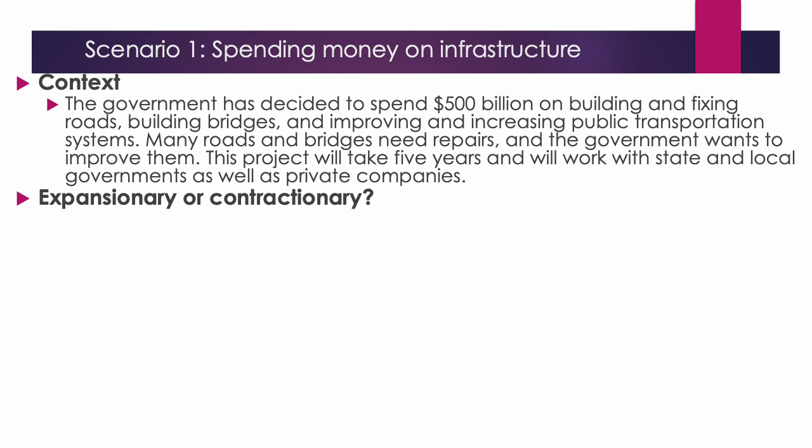Well, it looks like this is helping the economy grow. The government is spending a lot of money, and we call that expansionary fiscal policy. So immediate effects, it creates a lot of jobs, especially in construction, but also people who design the bridges and design the public transportation. We've also got the people in the government. So this creates a lot of jobs and brings money into the economy.